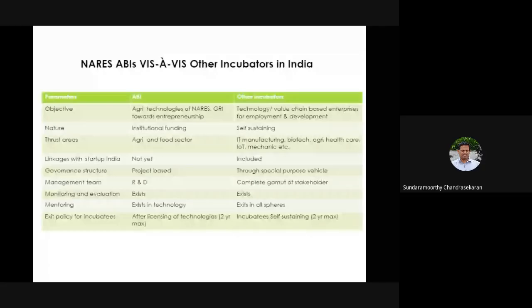Another lacuna is that we are limited in arranging finance for the incubatees. That is another limiting factor, because they come, and they are able to develop a technology into a business, but the major things are the funding and the market. These two areas we are not able to handhold them in. So that is the major lacuna in the existing ABA system.